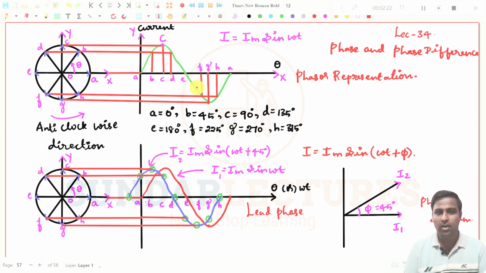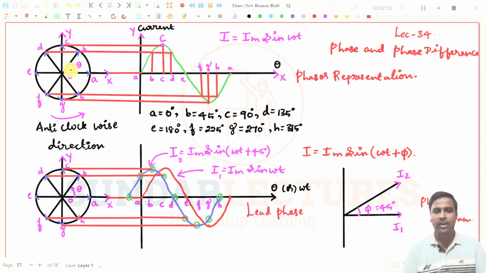If you are drawing a graph like this, this point will be 45 degree, and we already know that the sine wave will always be maximum when the angle is 90, that is theta is 90. So this is the maximum, and this is the D point, which is nothing but 135 degree, and the negative maximum will come at 270 degree. We have just drawn this graph with the reference circle.